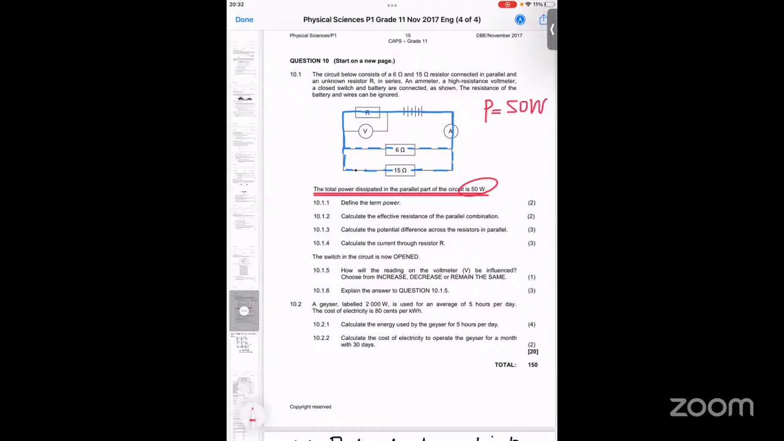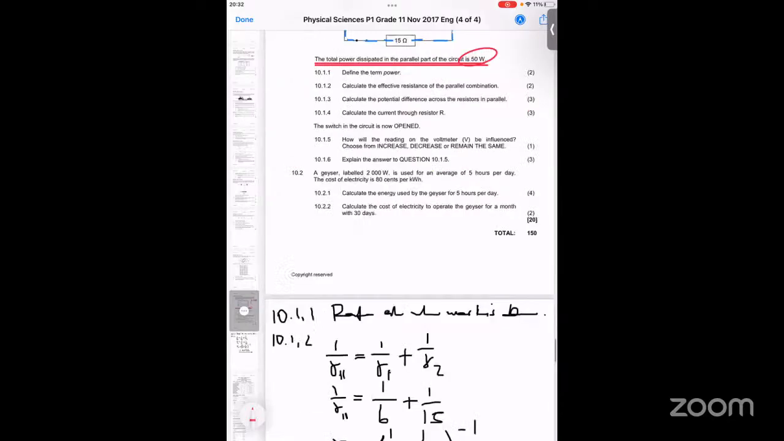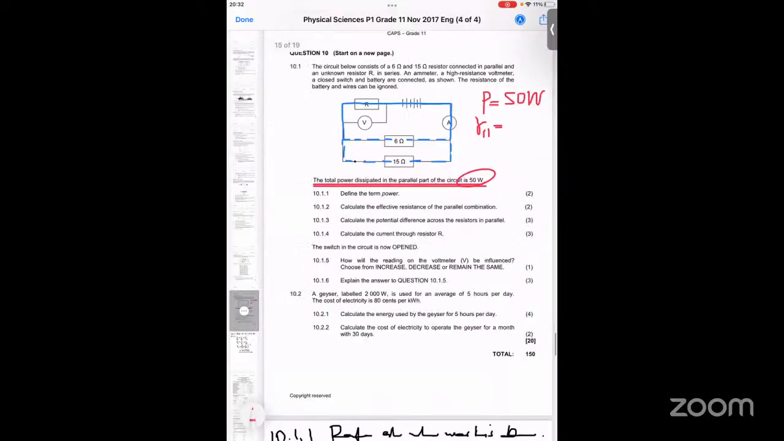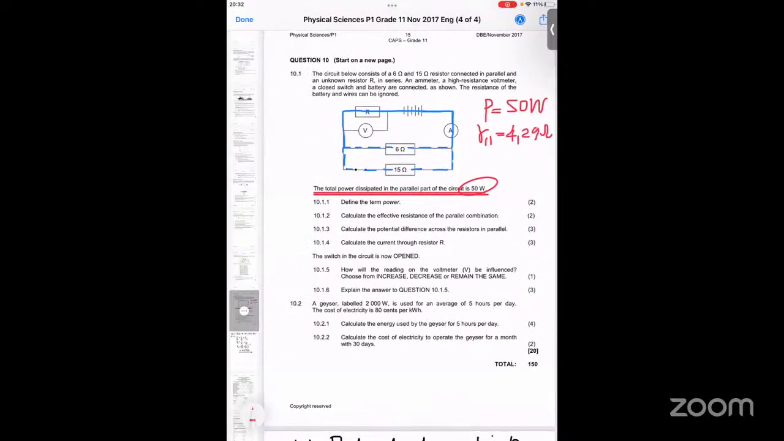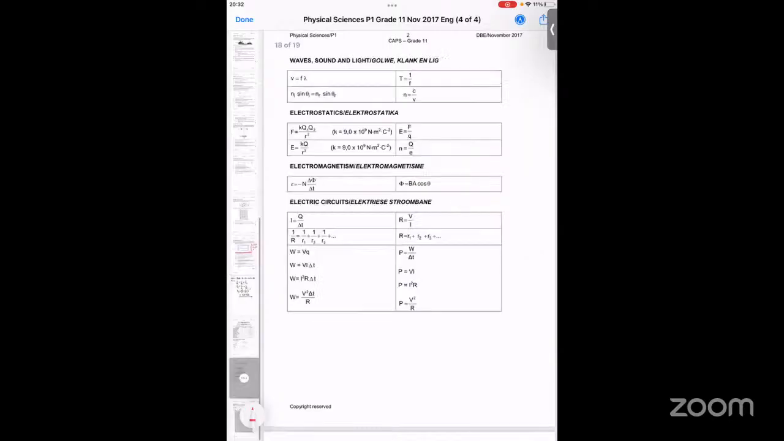What else do we have? We have R in the parallel. You guys said it's 4.29 ohms. What does the examiner want? They want V, being the potential difference across the resistors in parallel. Let's go look for the formula that has P, that has R, that has V. So you go to the formula sheet that you are given there. Let's see, do we have that formula?